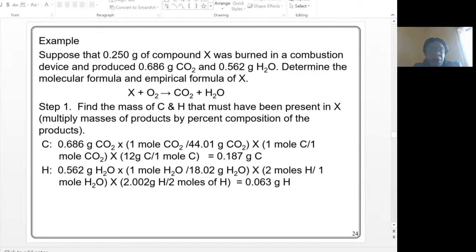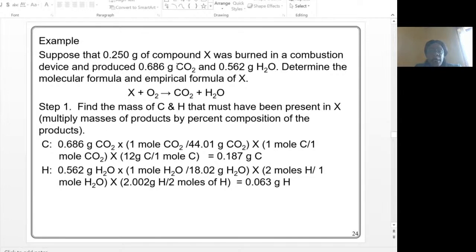So step one, like I've mentioned already, you find the mass of carbon and hydrogen that must have been present in X. Since this is an organic compound, we know that the elements which are obvious, which are present, are carbon and hydrogen. So we start by determining the mass of carbon. So all you need to do is you multiply.